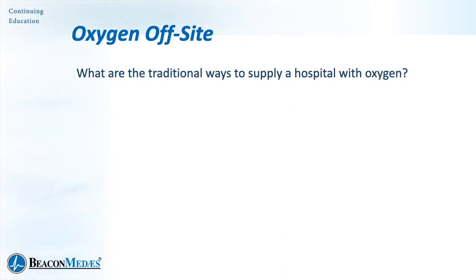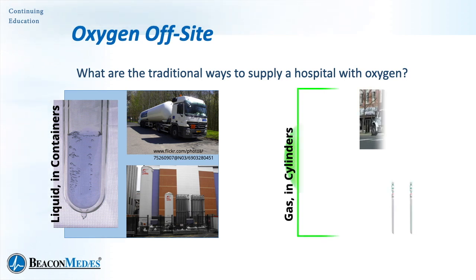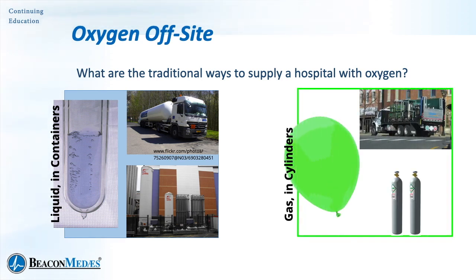So traditionally, if we wanted to supply a hospital with oxygen, we were going to do it in liquid form, in what's called a container, or in gaseous form, in what we term a cylinder. We're familiar with both of these things. The big white tank outside our hospital is a container, and of course cylinders we see every day and throughout the hospital.